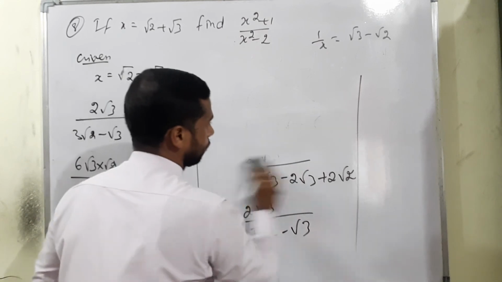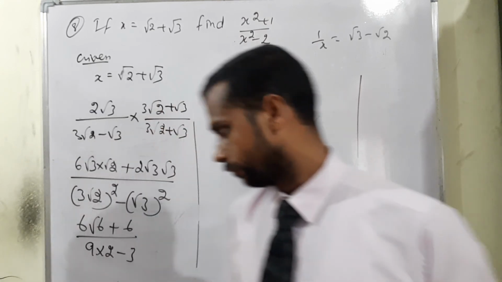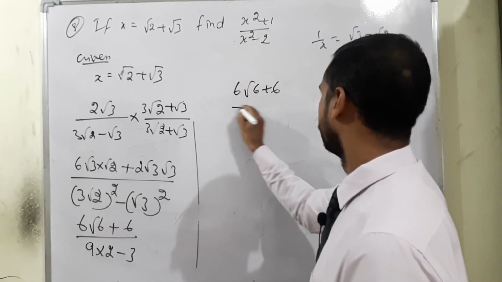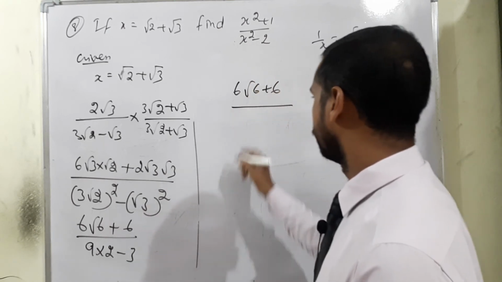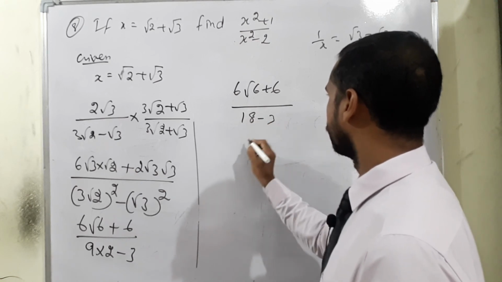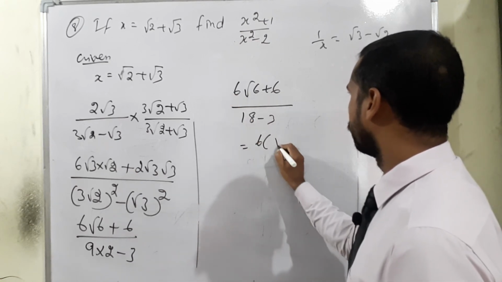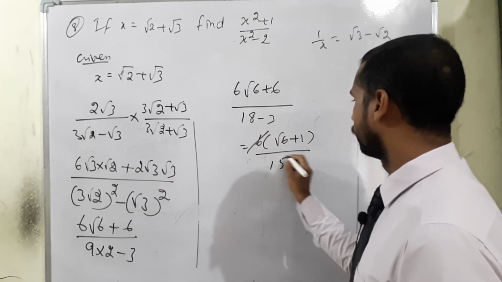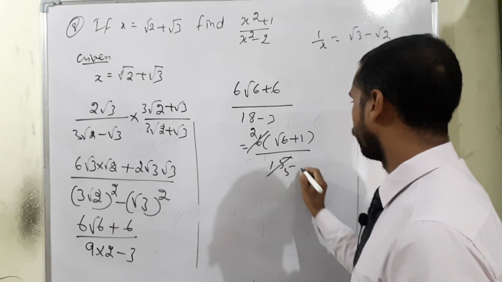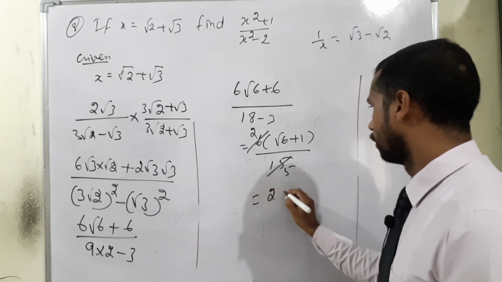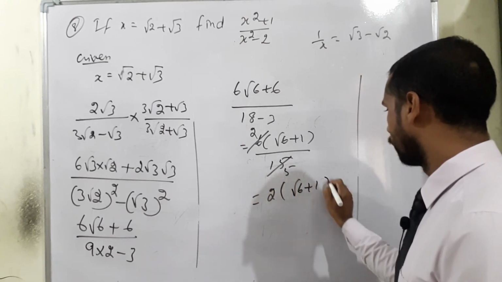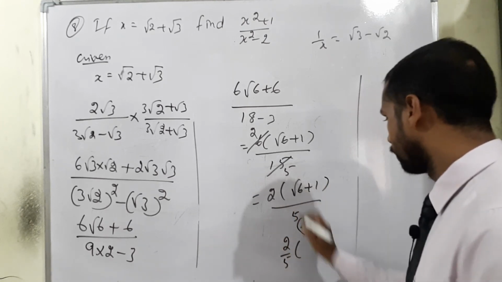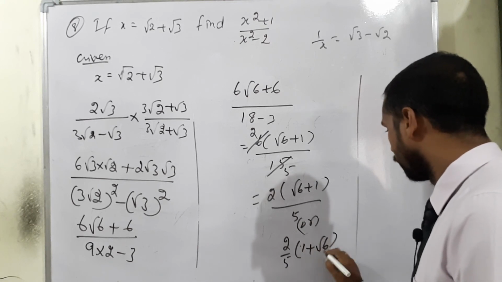So next step. 6 root 6 plus 6 divided by 9 2s are 18, minus 3. Again, numerator 6 take common outside, means root 6 plus 1, divided by 18 minus 3 means 15. Table of 3 is possible, no? 3 and 5. Therefore the answer is 2 bracket of root 6 plus 1 divided by 5. Or we can write it as 2 by 5 separately, inside 1 plus root 6.